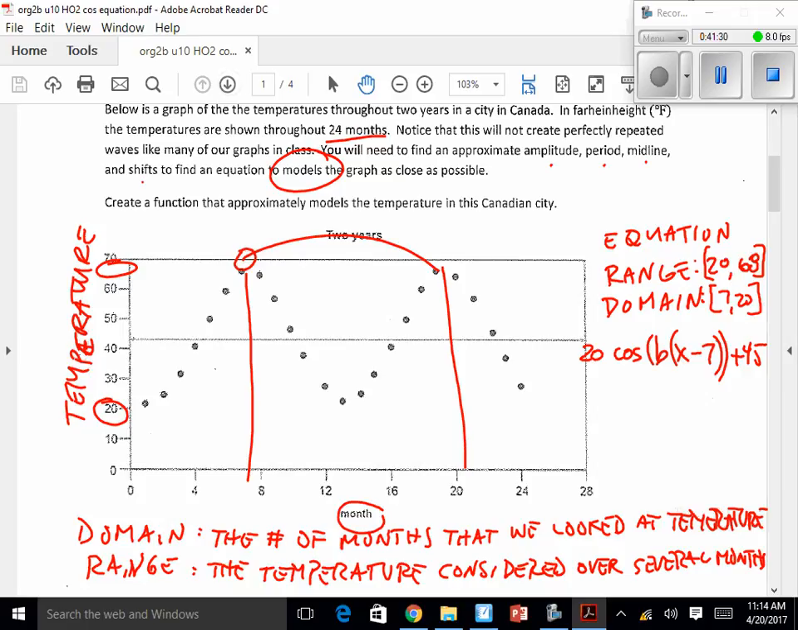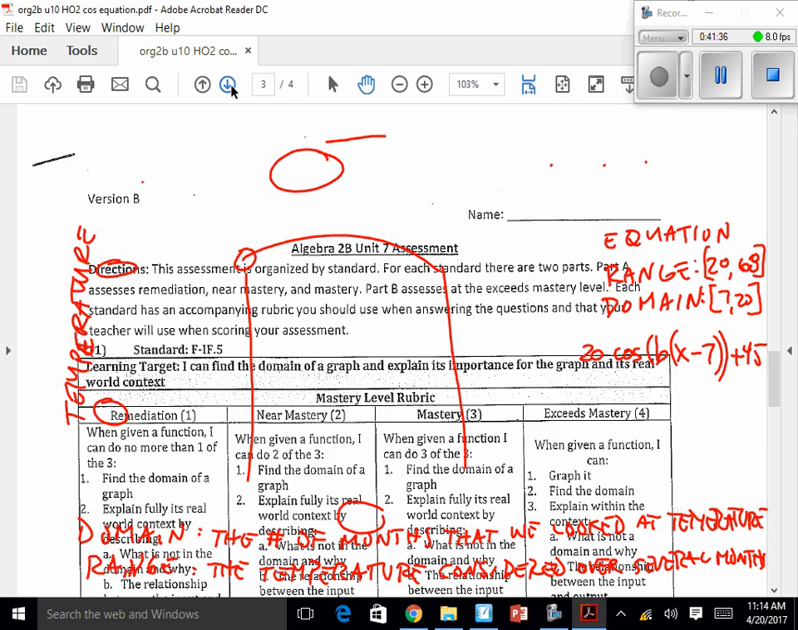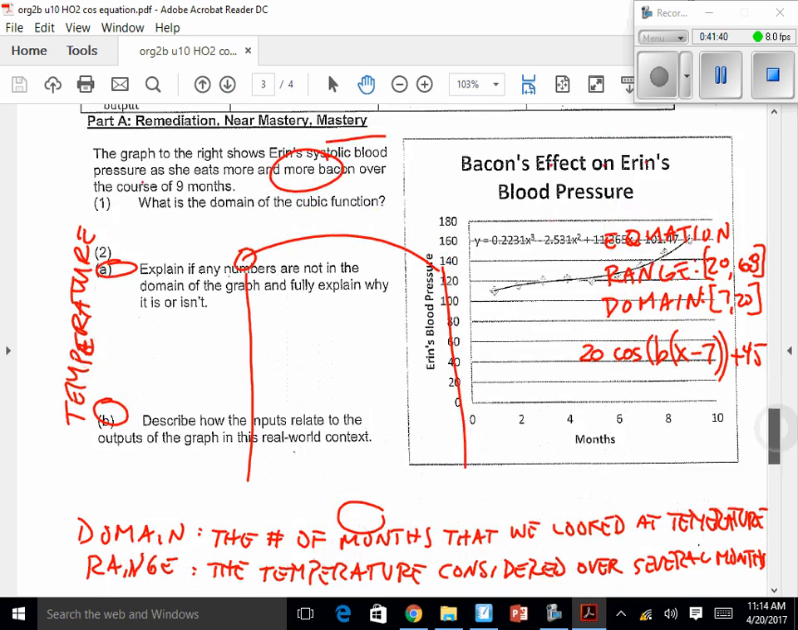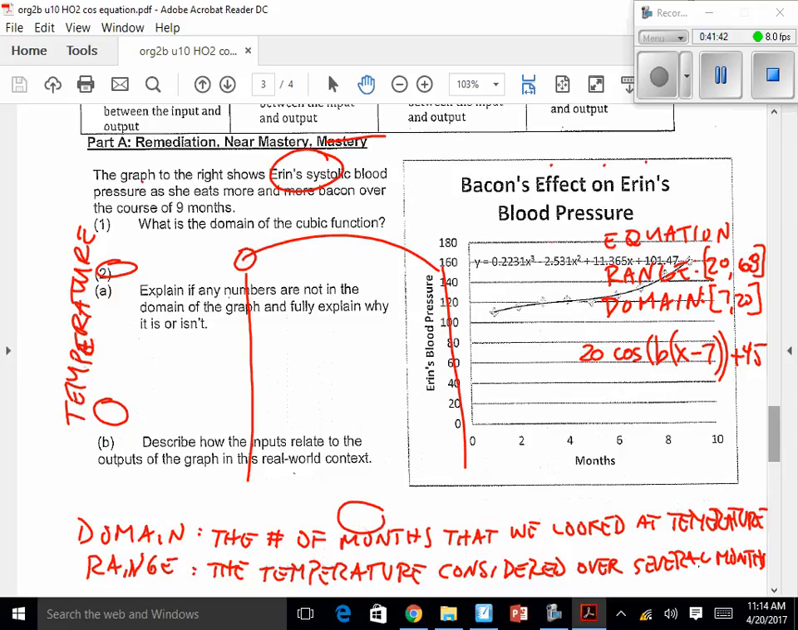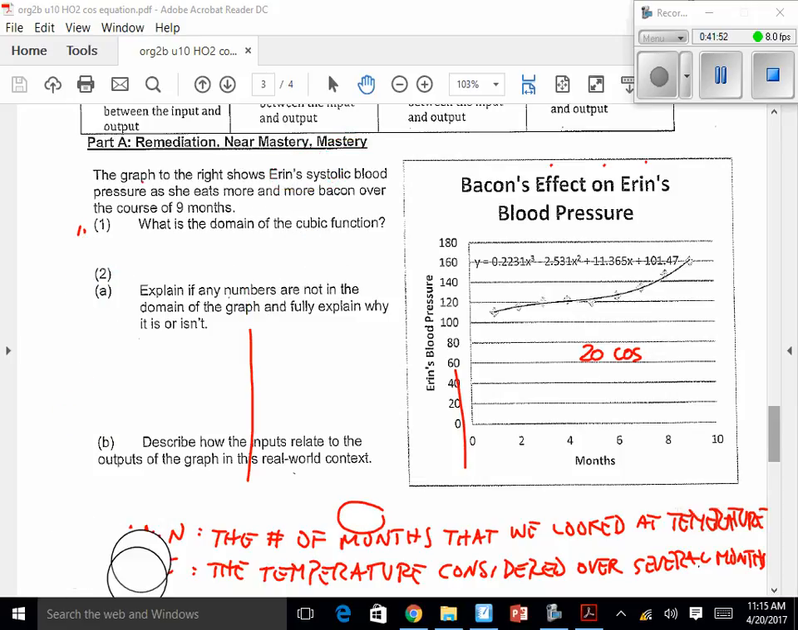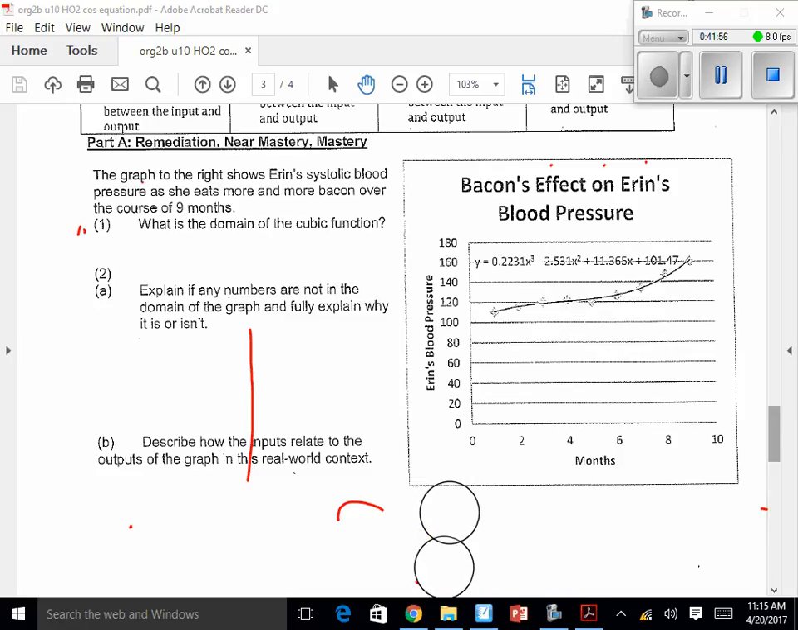What are you doing on this one? You're going to write down the domain. The picture's not so good. See if you can identify the domain. Some of you may not know how to find the domain. Where does the graph begin on the x-axis? Where does it end, on the x-axis?